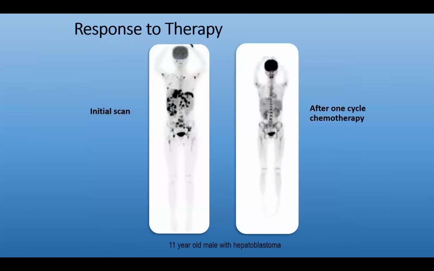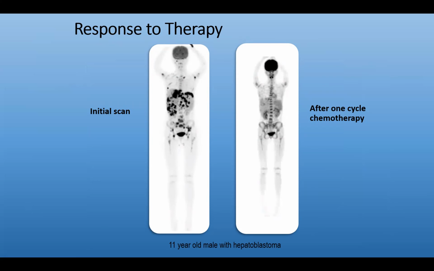Yet another example here. This is a 11-year-old male hepatoblastoma. This is his initial scan, and you can see he's got a number of lesions throughout the abdomen, pelvis, other areas in the skeleton. And after 1 cycle of chemotherapy, you can see there's been marked improvement in his scan. So this gives them an idea of whether the chemotherapy is working and is able to direct the appropriate treatment for the patient.